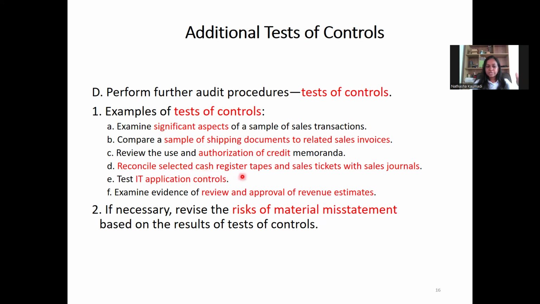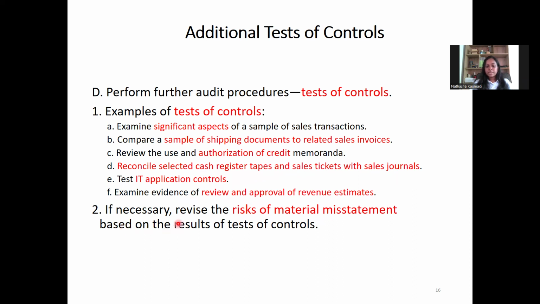Reconcile selected cash register tapes and sales tickets with the sales journal. You are checking everything together. Maybe you are testing the IT application controls, examining evidence of review and approval of revenue estimates. Revenue estimates have been done, maybe percentage of completion and everything, but some responsible party should approve it. So, as the auditor, you go and check whether that other party has reviewed it, signed it, as mentioned, signed or checked, right? That is the test of control.